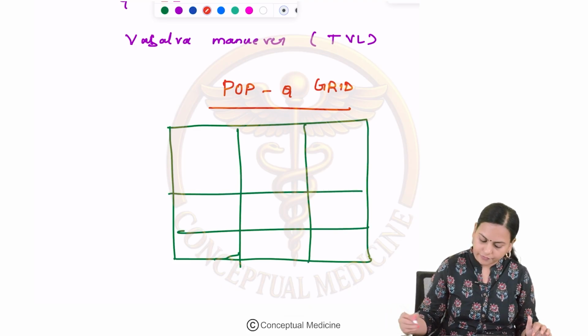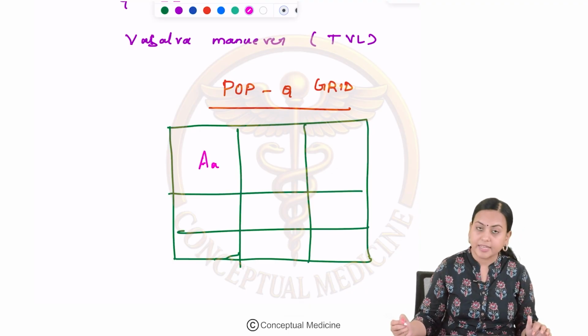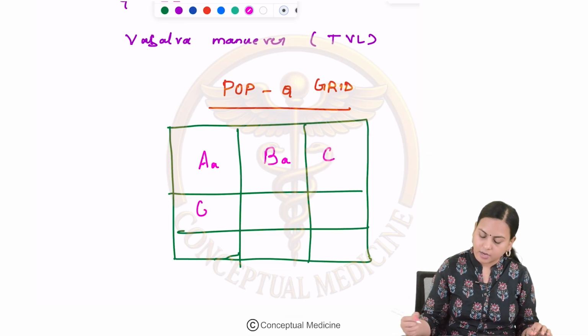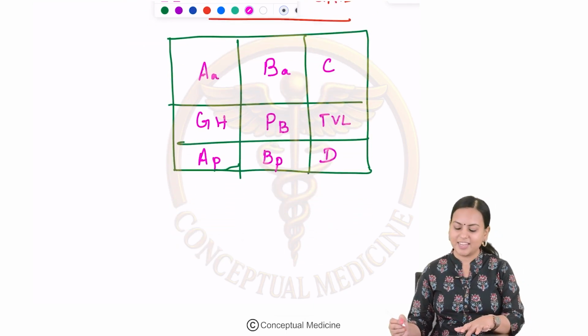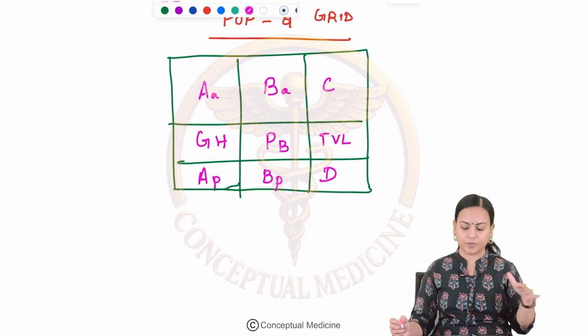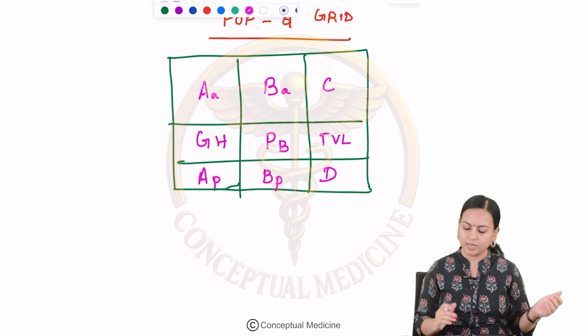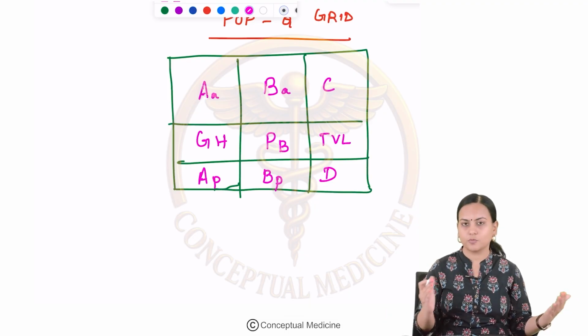So, it consists of capital A, small a, AA, BA and C, then GH, PB and TBL, then AP, BP and D. Okay. So, you have to remember this. I will just explain what all these terms are anyhow. So, it is AA, B, C. Then it is A, B and D here, and in the center you have GH, PB and TBL.